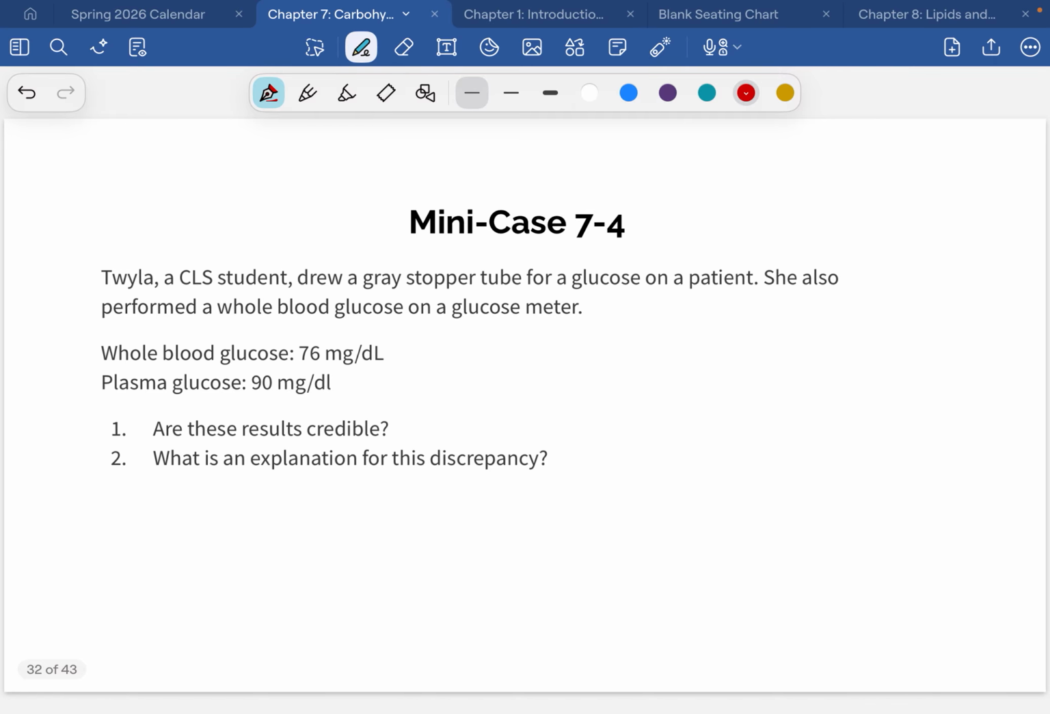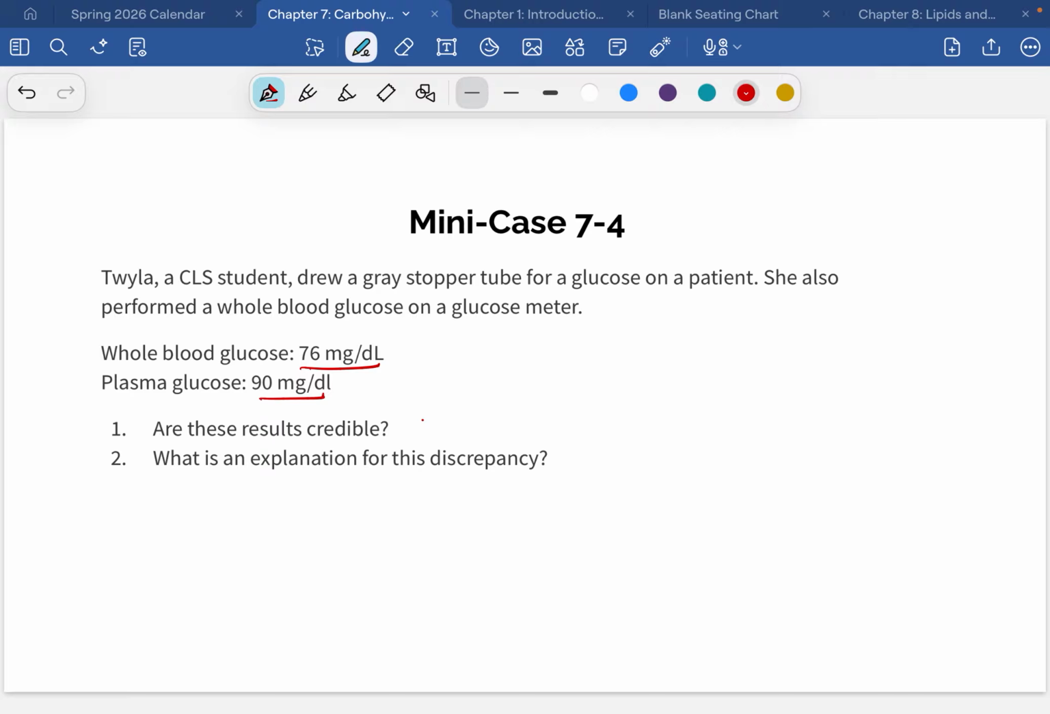Okay, so this is just a little mini case. Again, read it and try and answer it yourself before I do it. But Twyla, a CLS student, drew a gray stopper tube for a glucose on a patient. She also performed a whole blood glucose on a glucose meter. The whole blood glucose result was 76 milligrams per deciliter, and the plasma glucose was 90 milligrams per deciliter. Are these results credible? And what we're asking for here is, do these results make sense?